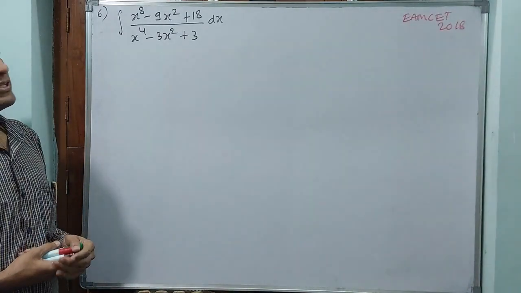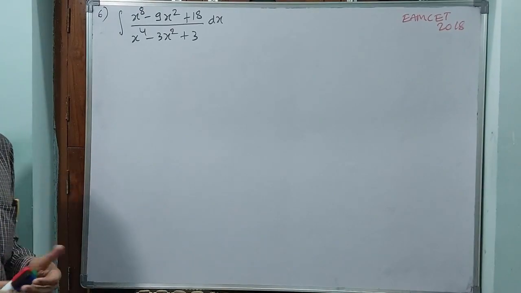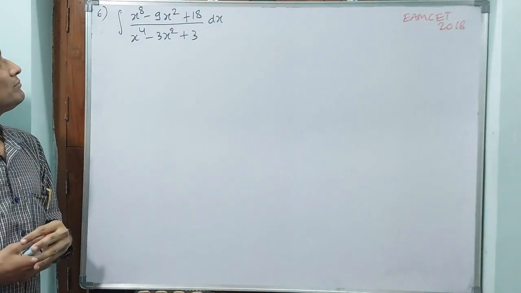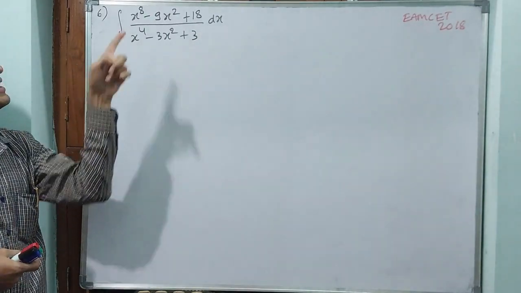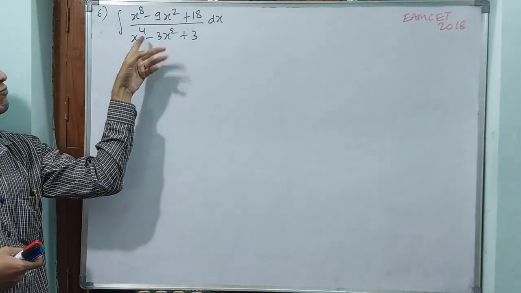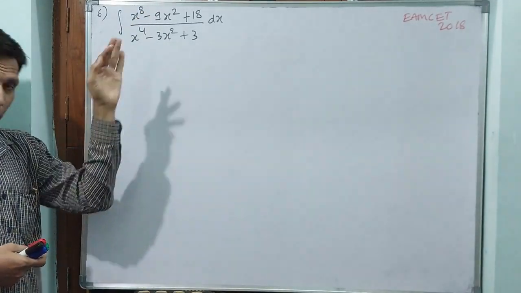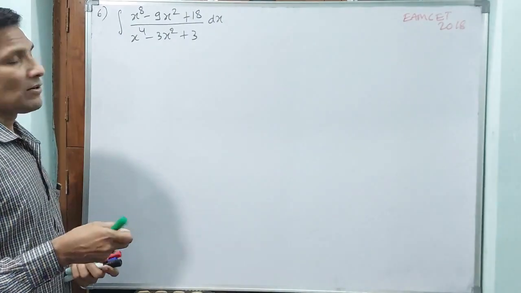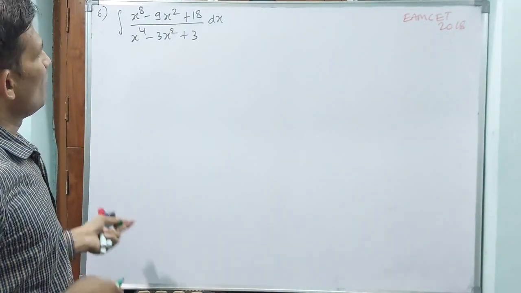See question number 6. This is EAMCET 2018 question. Observe carefully here. This is not a proper fraction. Why? Because here the power is x to the power of 8, here x to the power of 4. That means we can divide this numerator. We will divide, and afterwards we will see what we will get. Afterwards only we can proceed further.